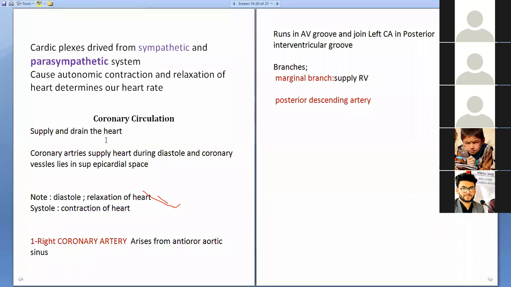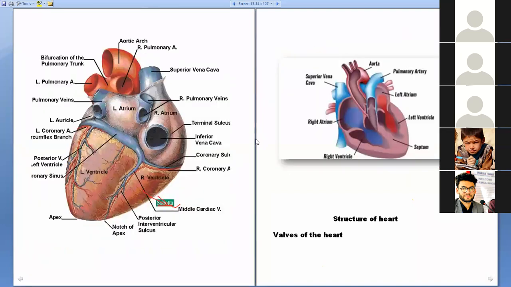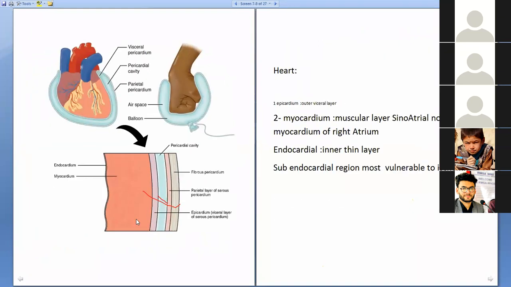So, coronary circulation both supplies the heart and drains the heart. What does it mean? The arteries supply the heart and the veins drain the heart. The arteries supply the oxygenated blood and nutrients, and the deoxygenated blood is drained by the veins, okay? So, as I mentioned, but remember, I mentioned one thing in the previous slide: where do the coronary vessels lie? If anyone can answer me in the chat, where do the coronary vessels lie?